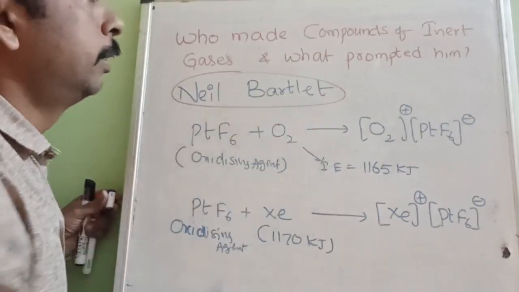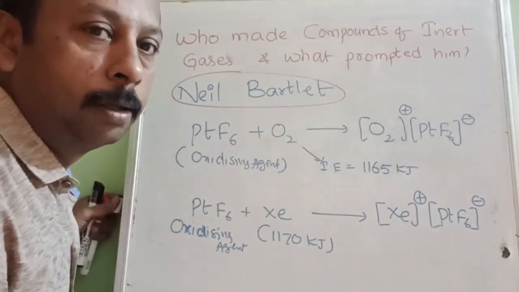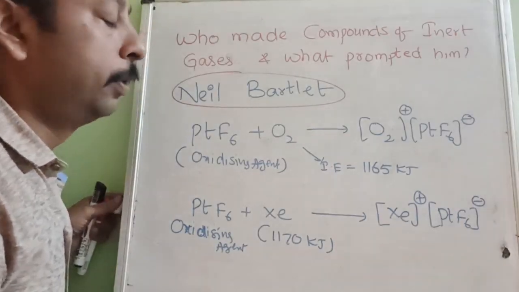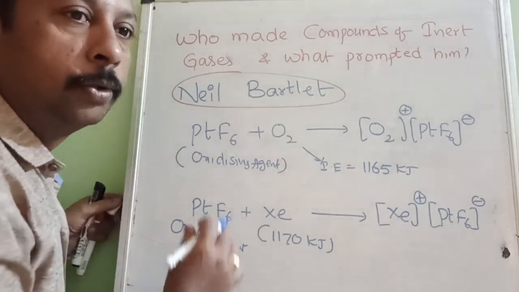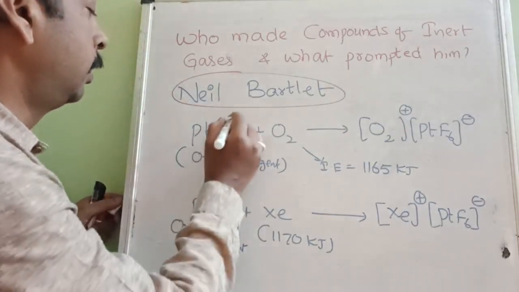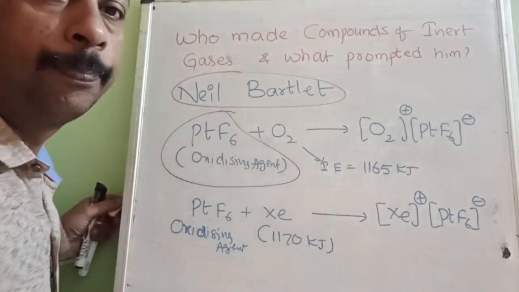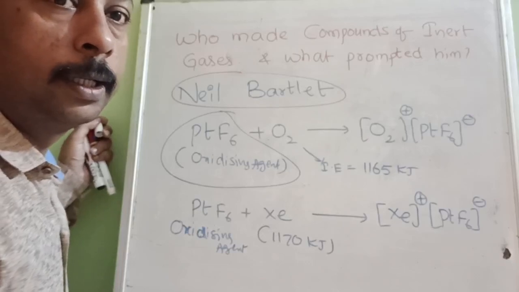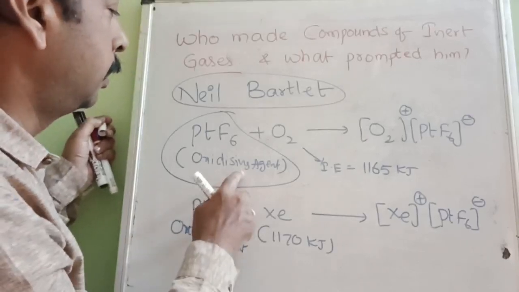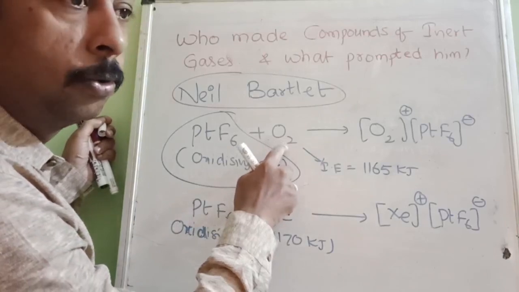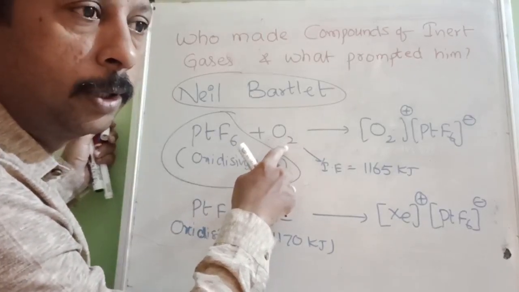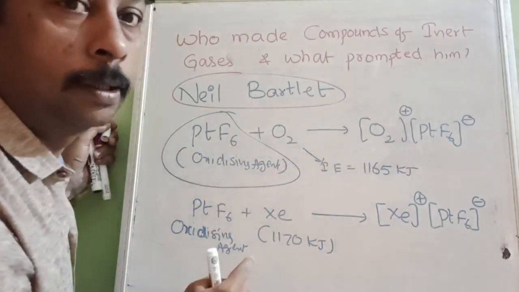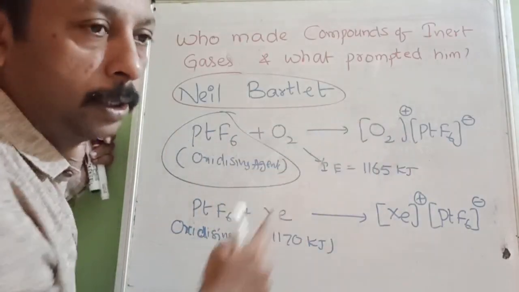Neil Bartlett is the first person who prepared the compounds of xenon. What are those compounds that we are going to study? But before that, how could he come to know? During his experiment, he found that platinum hexafluoride, PtF6, is an excellent oxidizing agent. So it can oxidize even the O2 molecule. See here, O2 is becoming O2 plus. That means oxygen is losing an electron.